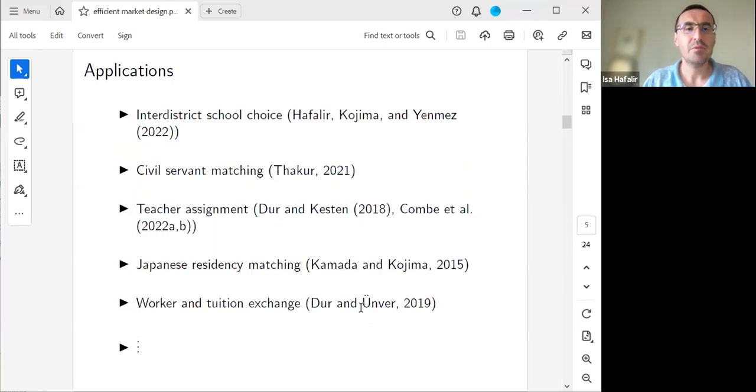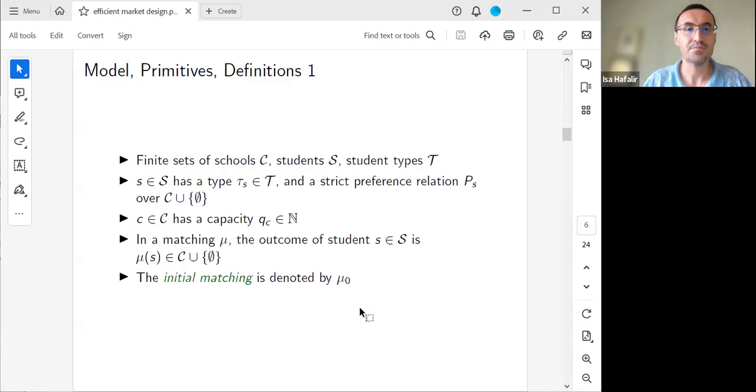All right, so there are many applications to our model and setup. One is inter-district school choice that we have studied in our recently published paper, but there are others such as civil servant matching, teacher assignment, Japanese residency matching, worker and tuition exchange, and more. Okay, so let me start with the model.